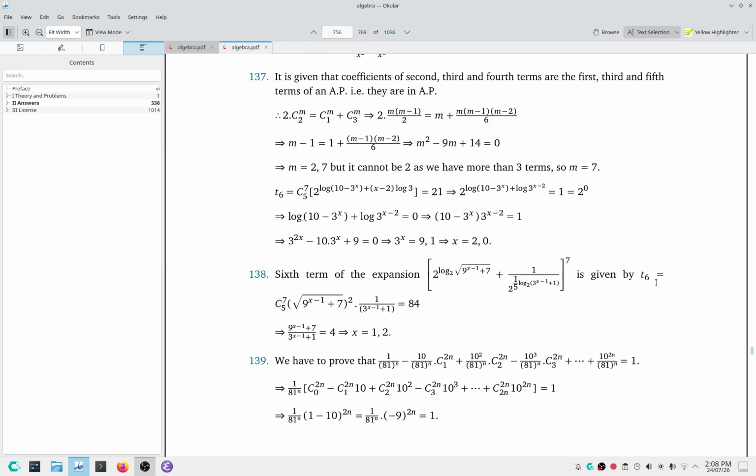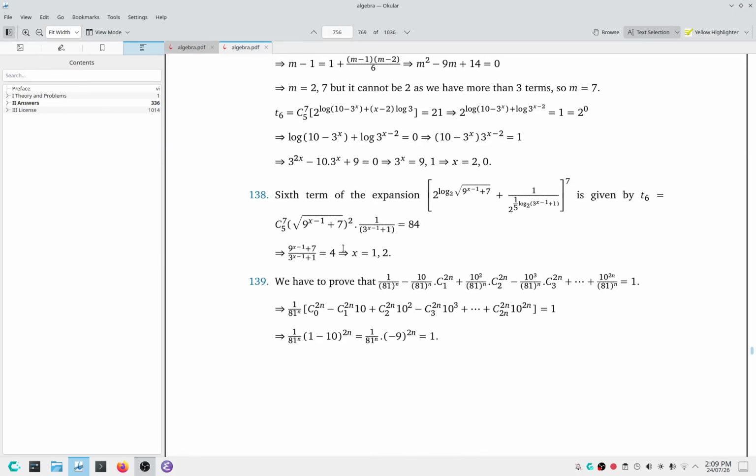So we write down the T6, we get 7C5 times the square root of 9 to the power (x minus 1) plus 7. So that becomes squared, and this will be raised to the power 5, right? So when it will be raised to the power 5, this 1 upon 5 will cancel, and this will become 3 to the power (x minus 1) plus 1. So that is equal to 84. We have got (9 to the power (x minus 1) plus 7) upon (3 to the power (x minus 1) plus 1) is equal to 4. Solving this, x will be equal to 1 or 2.